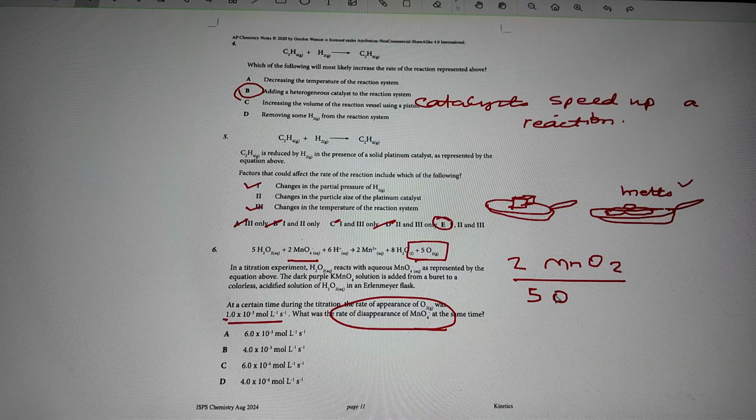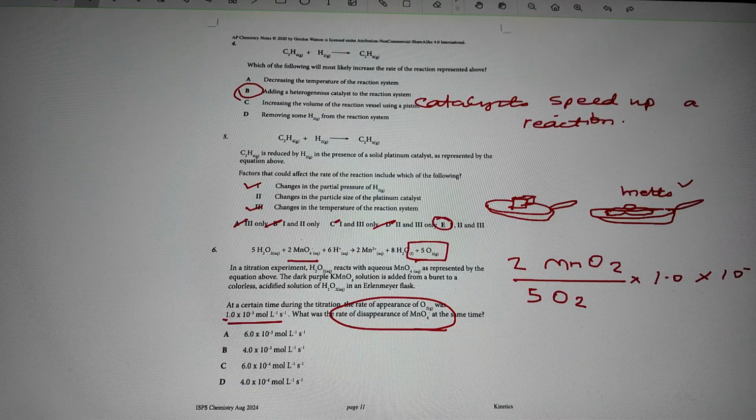We don't produce as much as we use, right? So it's 5. So we just multiply that by the rate, 1 times 10 to the negative third, and we get 0.4 times 10 to the negative third, right? Well, that's not really an answer choice, right? And if it's 4.0 times 10 to the negative third, we know this is definitely not it.